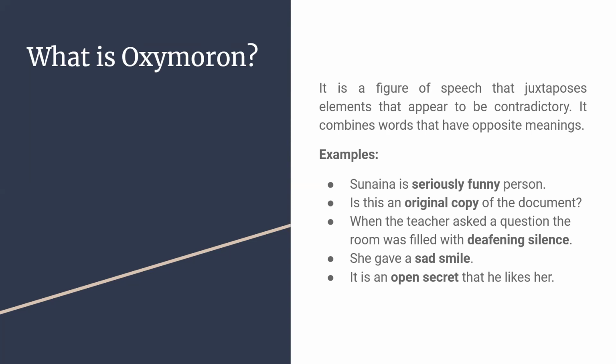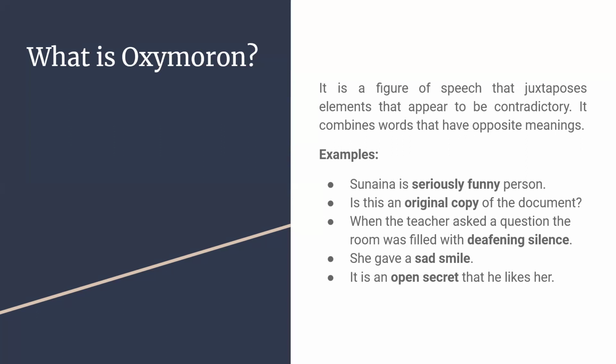Sunaina is a seriously funny person. Seriously funny is an example of oxymoron. Is this an original copy of the document? Original is different from copy. Copy means a copy of the original one. So two are completely opposite words.